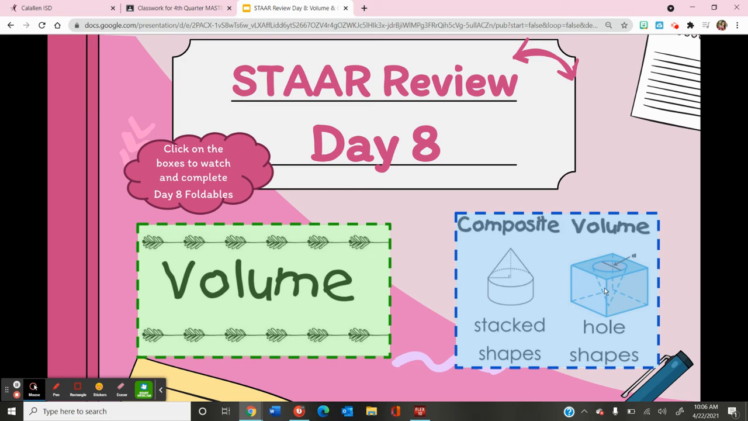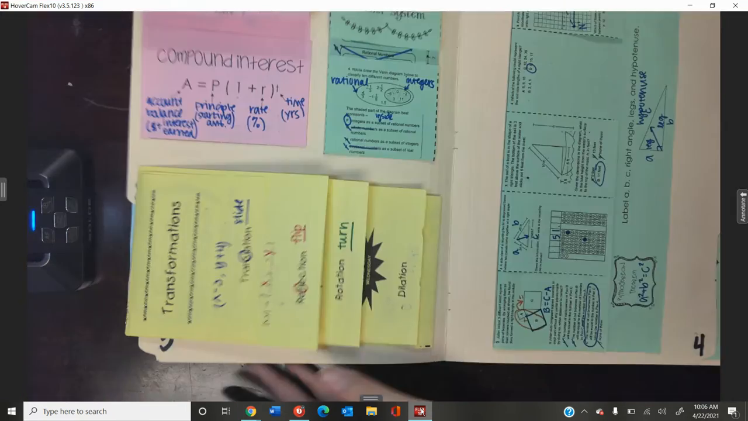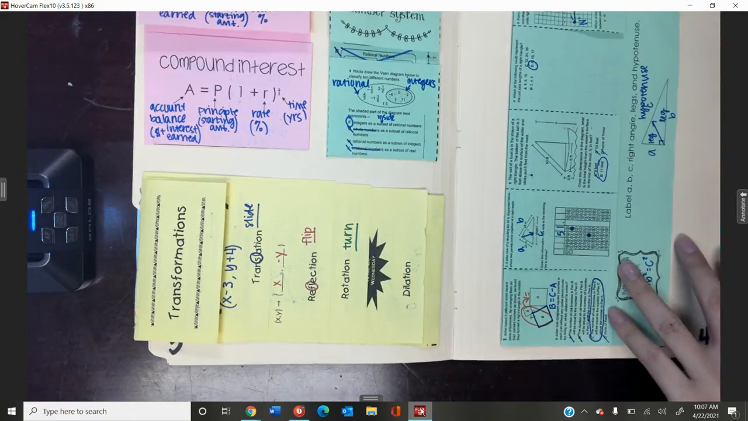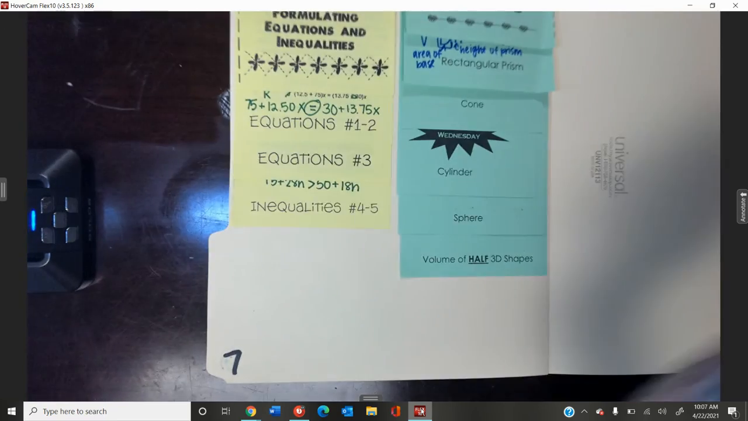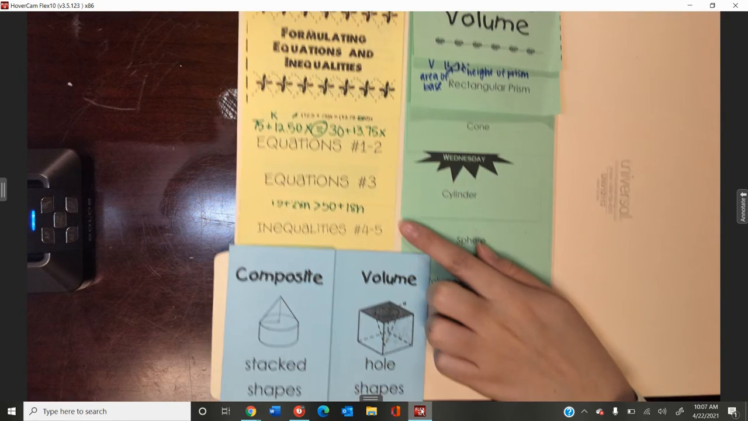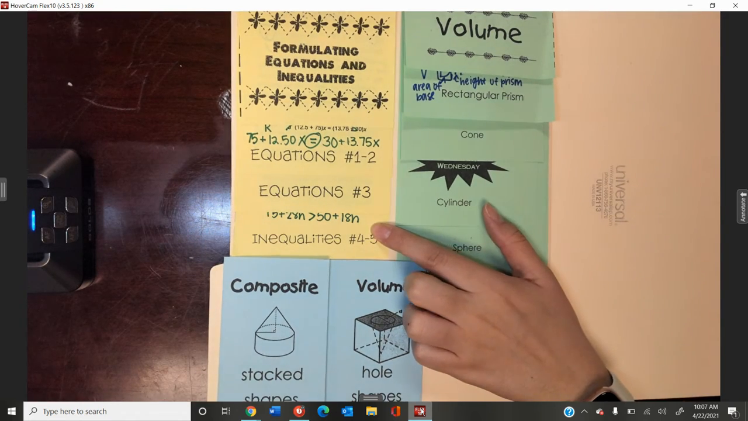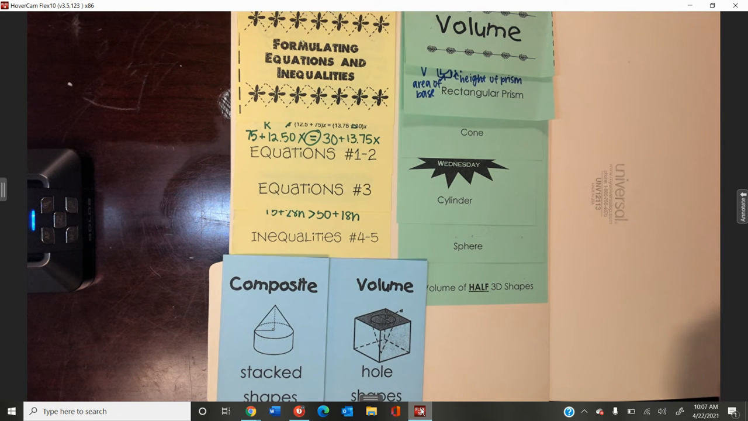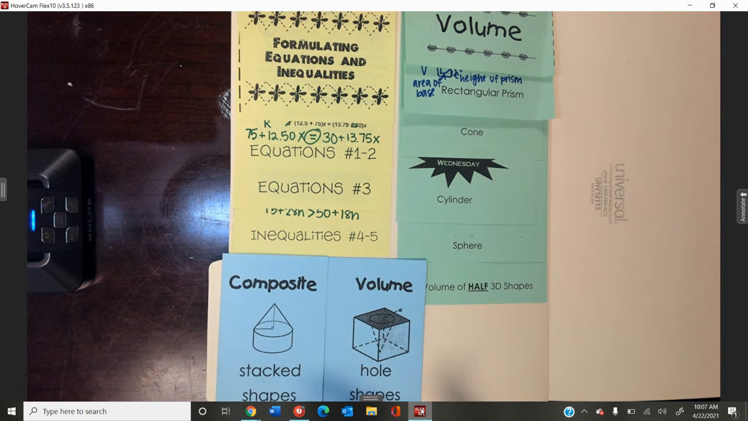Of your STAAR review, and in this video we're going to be talking about composite volume. So in your STAAR review folder, opening it up to page 7, you should have already placed this, but just as a reminder, this should be placed at the bottom of page 7, where formulating equations and inequalities and where we discussed volume.